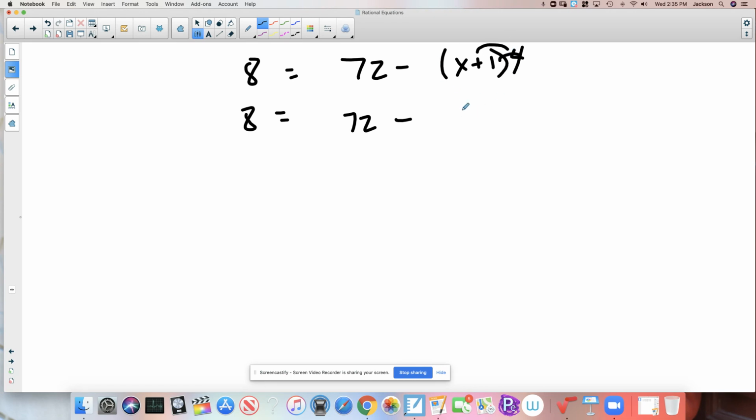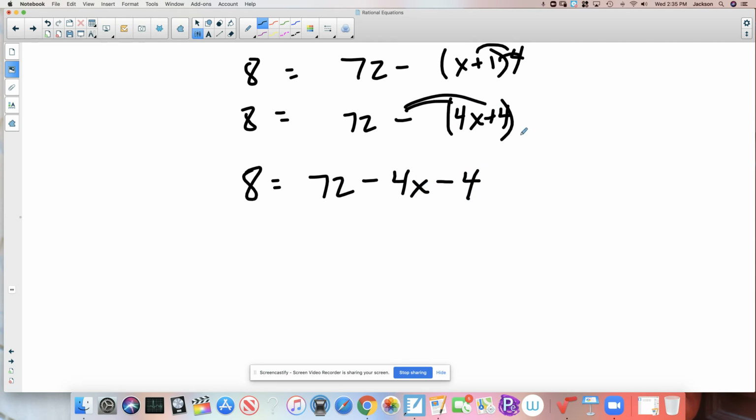So whatever I get from this product, that's 4x plus 4, right? But I am subtracting this, which means I'm subtracting every term in this product. So be aware that because I'm subtracting this, whatever this becomes, I have to subtract that. So really that becomes me subtracting the 4x and subtracting the 4, right? We essentially distribute this to these two terms. We have 8 equals 72 minus 4, which is 68, minus 4x, and then you could take it from there.